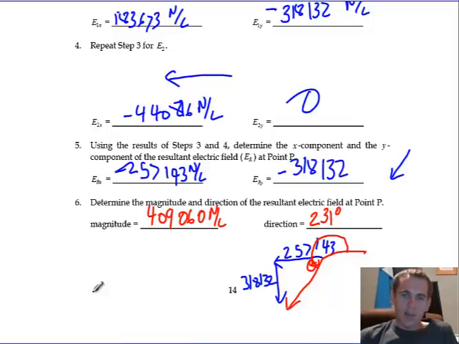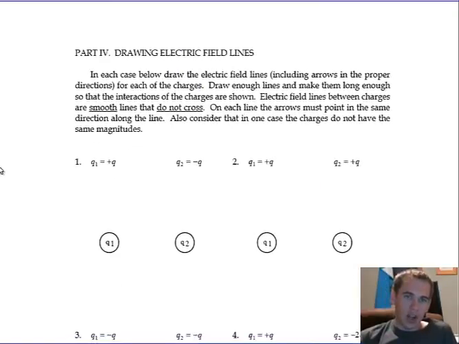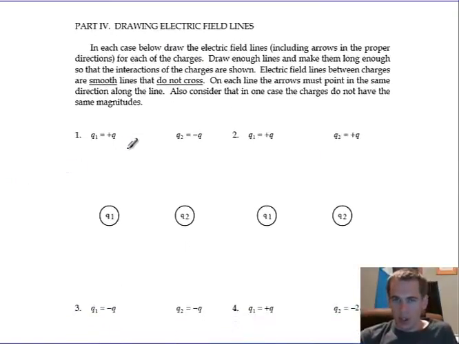Okay, and so this tells me if a charge is at point P, it's going to feel 409,000 newtons of force for every coulomb of charge in a direction of 231 degrees. Okay, this is kind of interesting to draw electric field lines when you have multiple charges. But it's really not bad if you think about it.